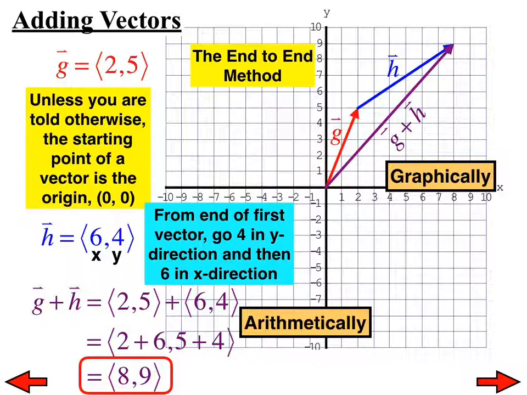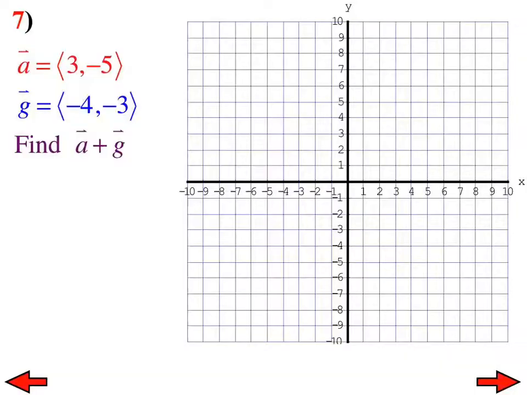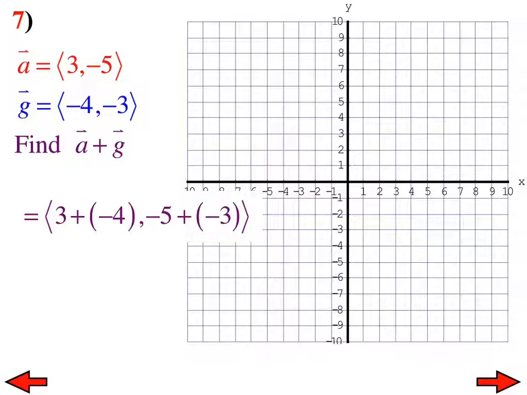All right. So I would like all of you to do number 7, arithmetically and graphically. All right, let's take a look at number 7. Now remember, we need to graph vector A first. And remember, unless you're told differently, the first vector will always start at the origin. Now, first I'm going to do this arithmetically. So 3 plus negative 4 is negative 1. So the component form of vector A plus vector G is negative 1 comma negative 8.